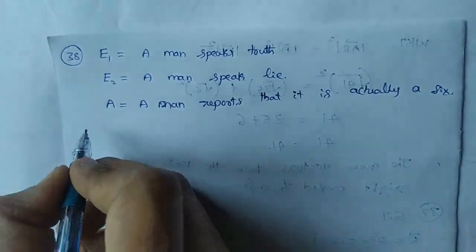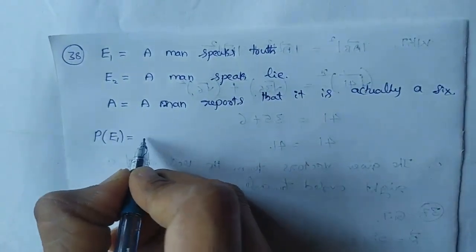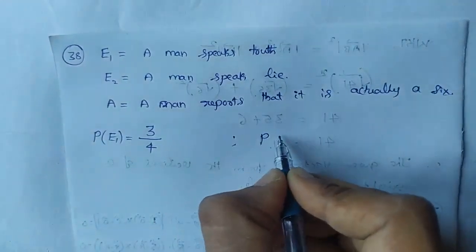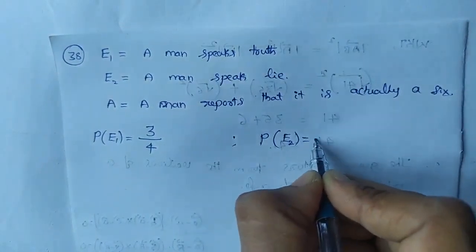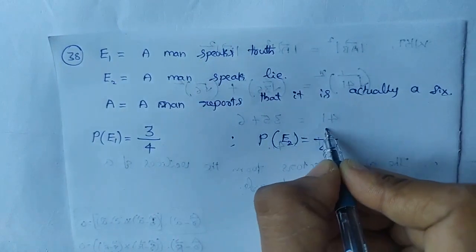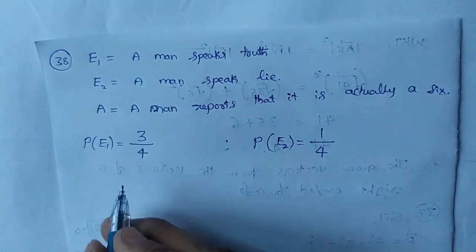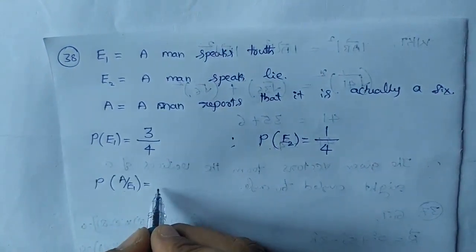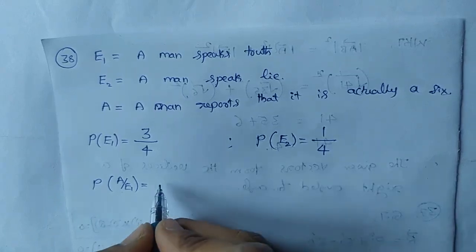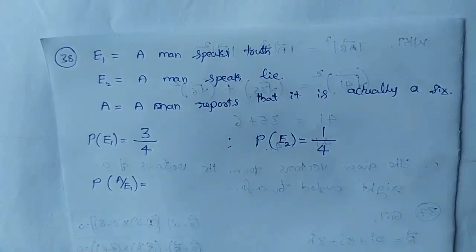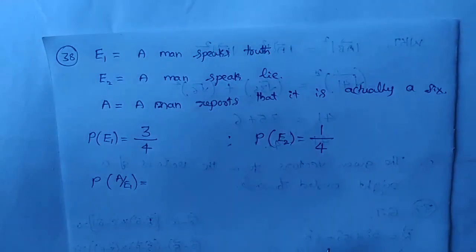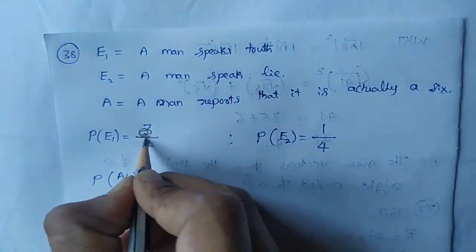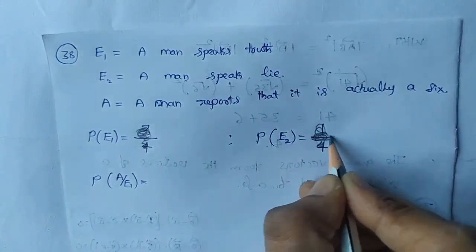Next, probability of the event E1. Out of 4 times he is known to speak truth 3, so 3 by 4. Similarly, probability of the event E2: out of 4 times he speaks a lie once, so 1 by 4. Sorry, here I made a mistake, these are not the probabilities of the events E1 and E2.